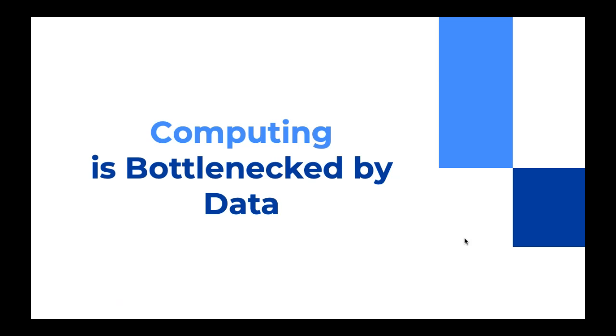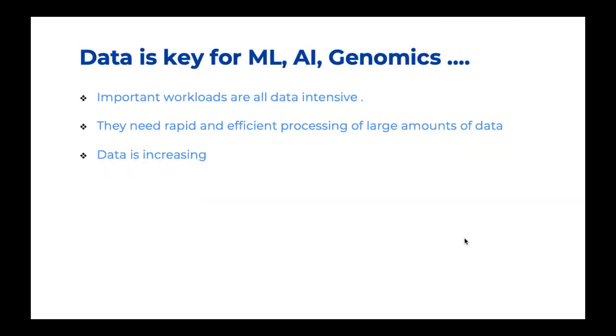All machine learning and AI is based upon data. Not just AI and machine learning, all computing is bottlenecked by data. We have no computing, no process, and nothing if we have no data. So the main point is data, not something else. Data is a key for machine learning, artificial intelligence, genomics. All important workloads we have are data intensive, and they need a rapid and efficient process of large amounts of data.